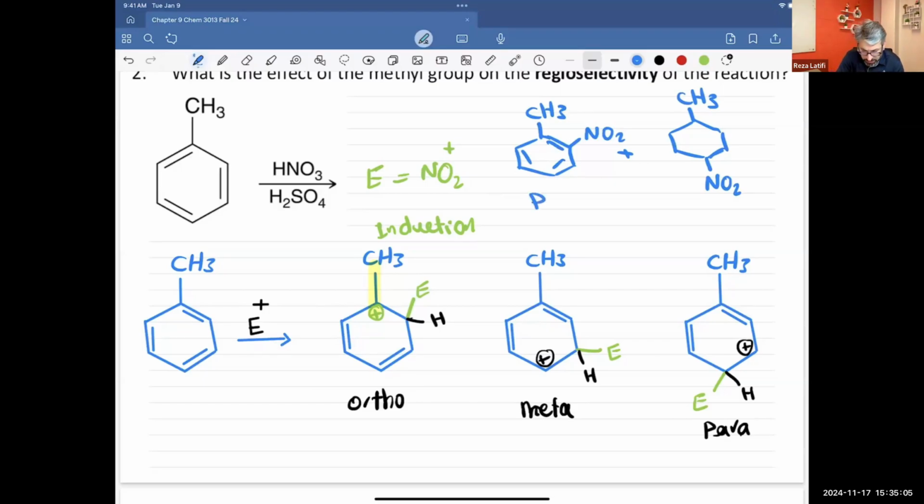And again, this one is going to be ortho, and this one will be the para addition. Okay, so I said para is the major one, ortho will be the second, and the last one will be the meta. And you might get something from meta, but a really minor amount.